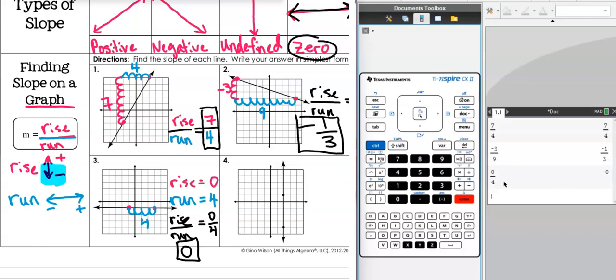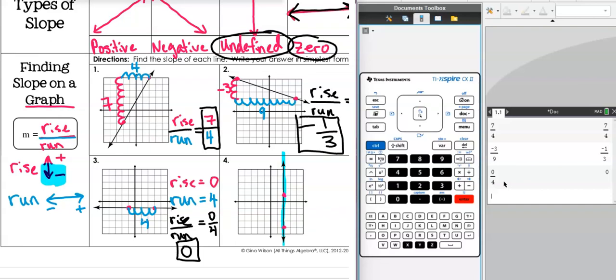Now, if you look at example number 4, I see this special type of line. It's vertical, it's up and down. And we already discussed that if it's a vertical line going up and down, we call it undefined. But let's figure out why. We're going to follow those same steps. So find your 2 points.